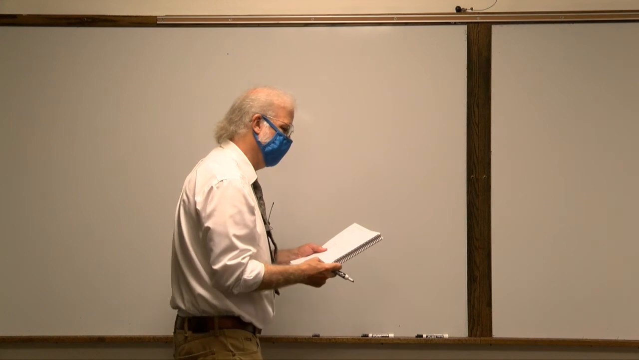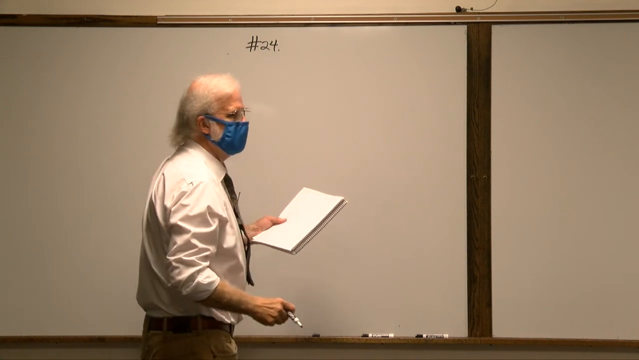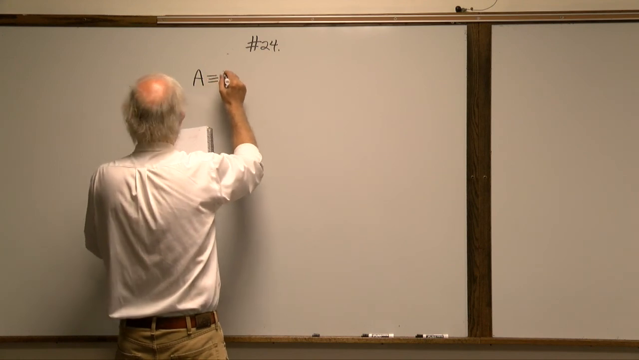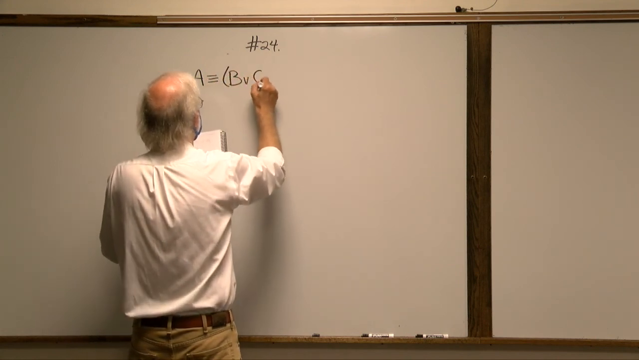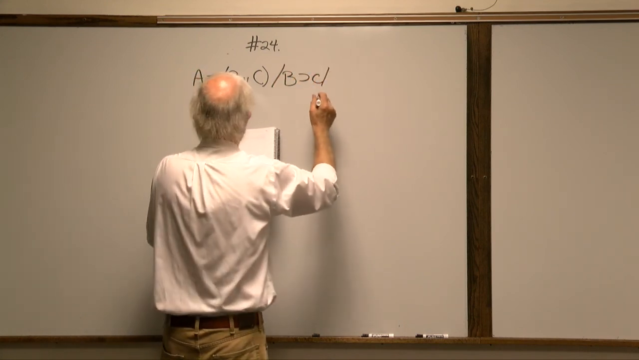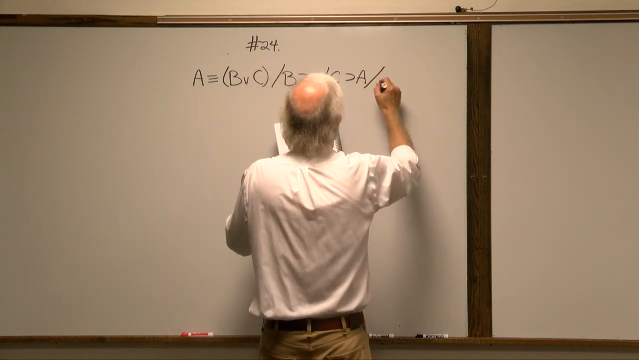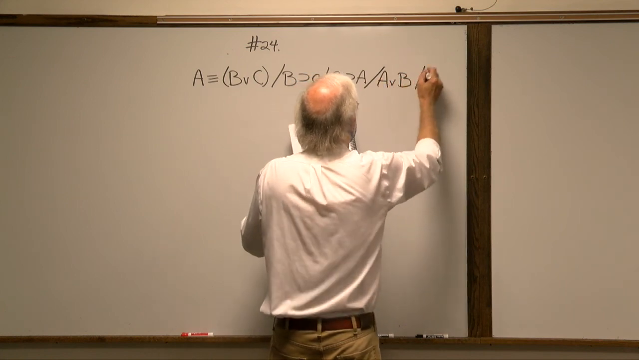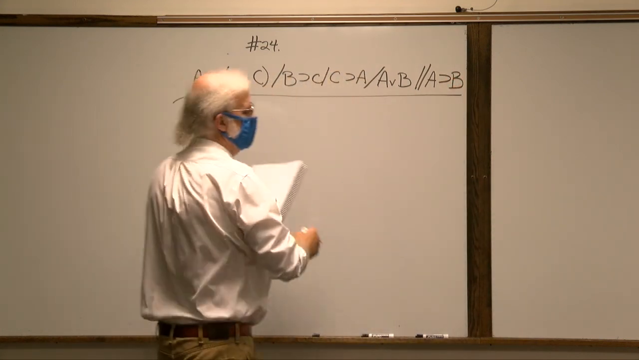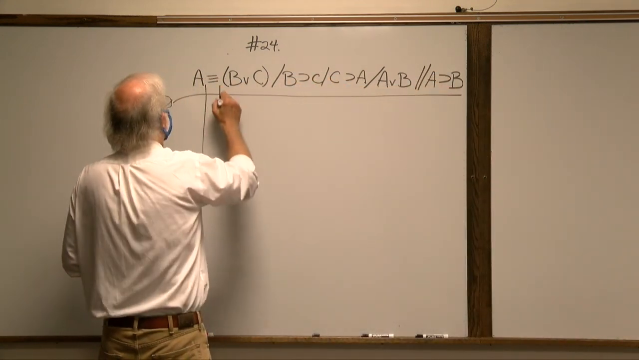Now this thing looks evil because it has 4 premises, but it's going to be rather simple and maybe even fun. A, if and only if, either B or C. B implies C. C implies A. And either A or B. The conclusion is A implies B. This has 4 premises, but in principle, we don't do it any differently.